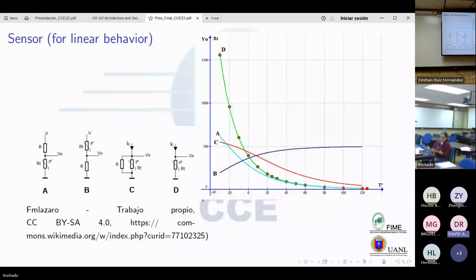Those are the diagrams that show the temperature against the voltage for our thermistor. Of all of these arrangements, we will use arrangement A, that is the voltage divider, which makes the curve shown in light blue on the right. As we can see, as the temperature rises, the voltage drops, and that's the way we sense the temperature in our system. Thank you. Next one.